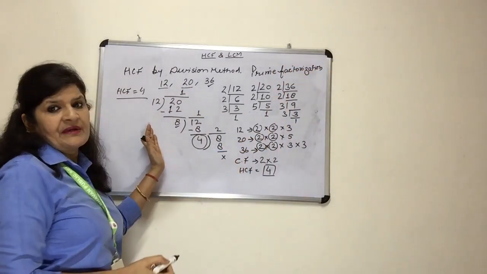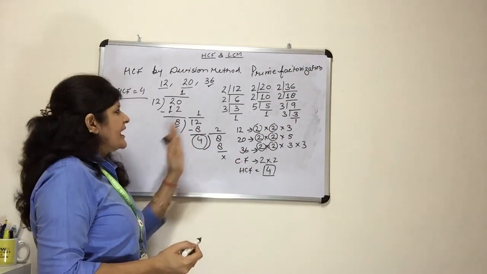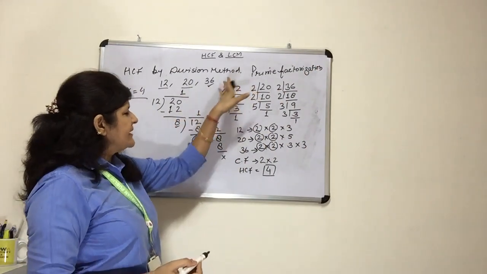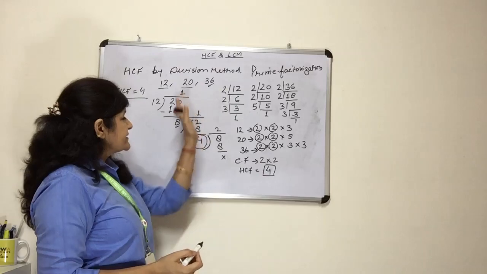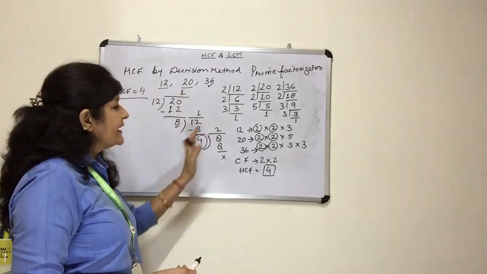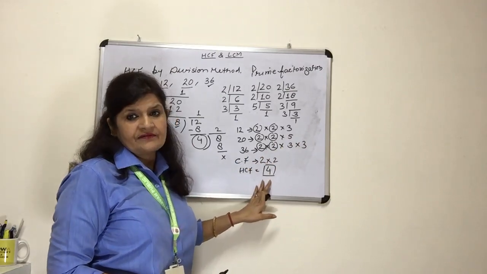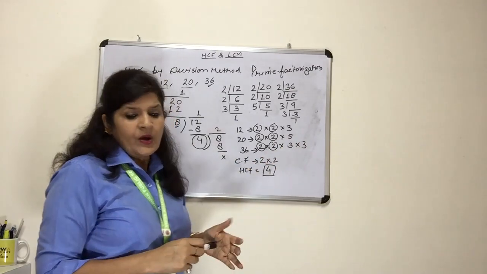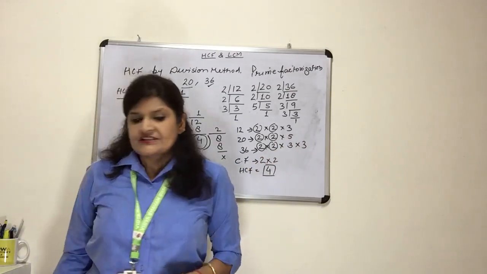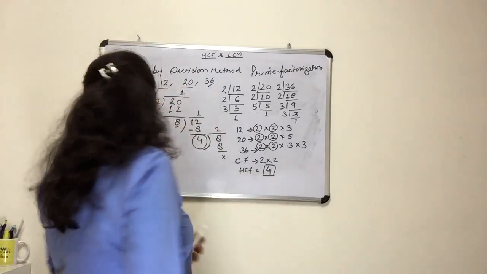And this is the division method of the same question. If you are doing the division method, you will get the same answer. And this is the way we do the division method. And this is the prime factorization by which the same answer we will get here. Now, HCF we have done. Now coming to LCM.